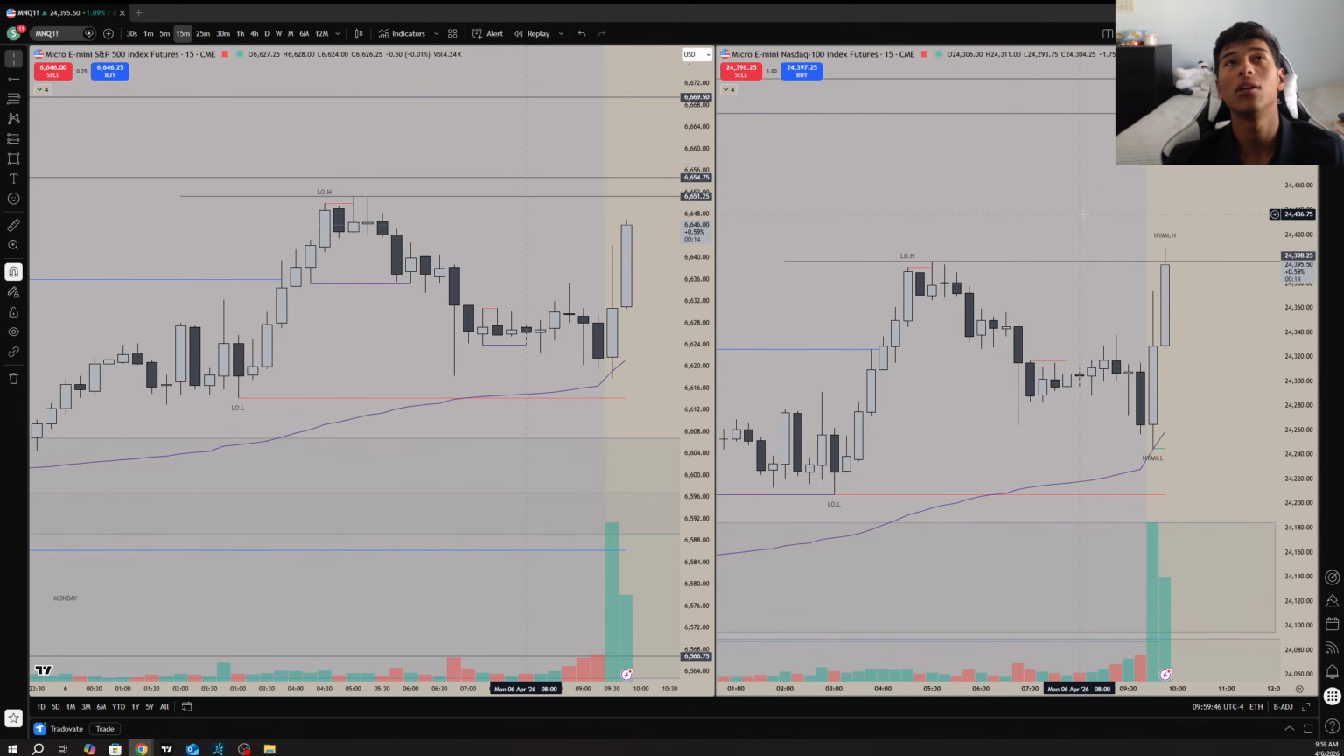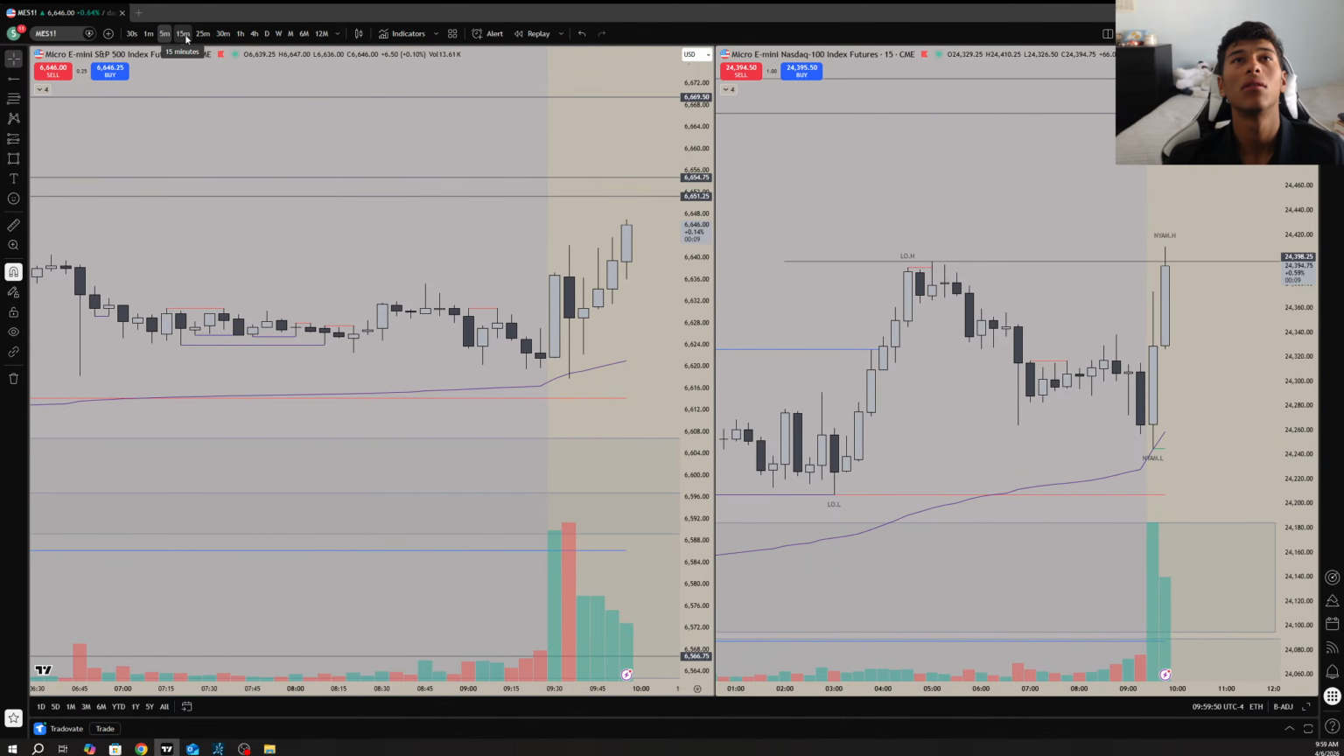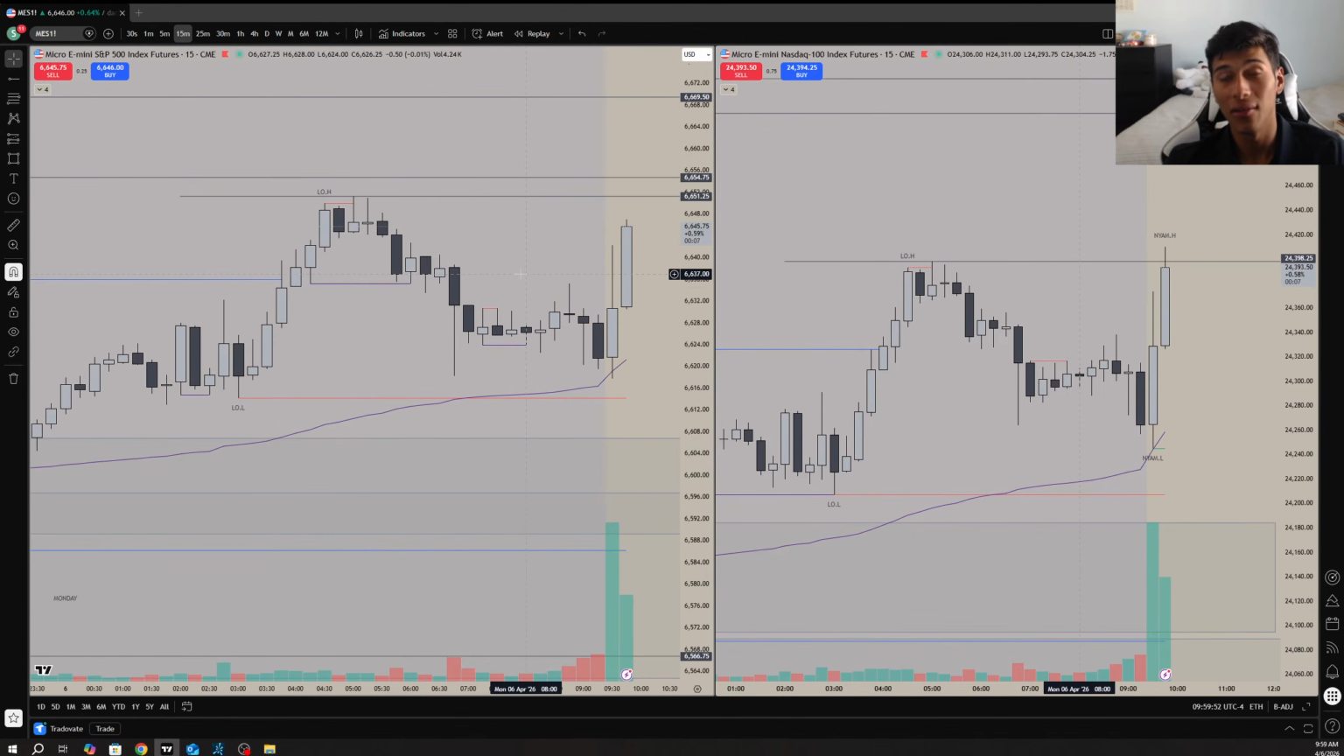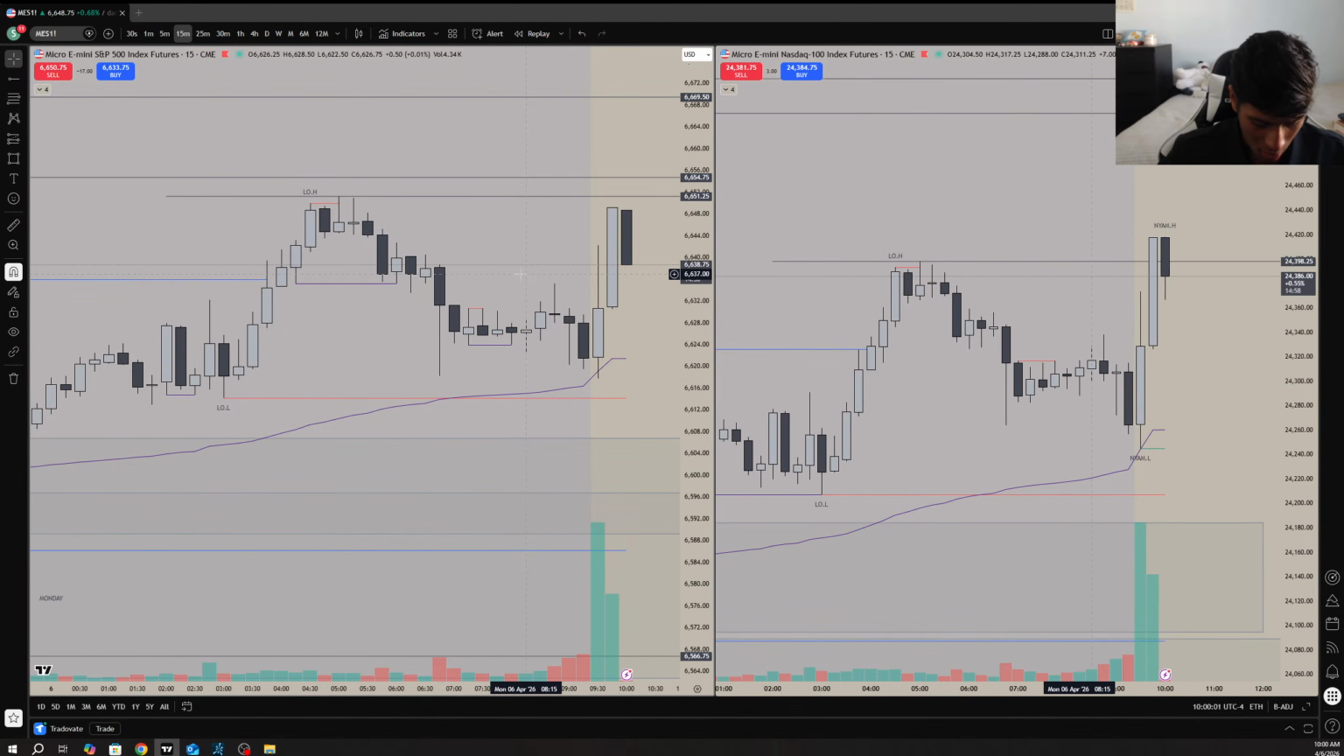Wow, man, price is shooting up. Why the heck is price just shooting up? This doesn't even look good on the 5 minute. Yeah, it's 10 a.m. We got SMT divergence, but here's the thing.